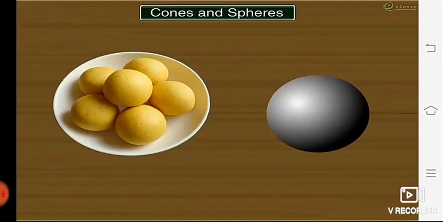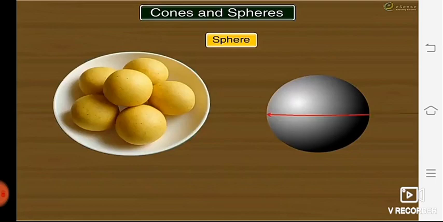So here on the screen you are able to see two pictures, isn't it? The first one is of a laddu and the second one is an iron ball. What is the name of this shape? Yes, the name of this shape is sphere. So both the pictures are called spheres.